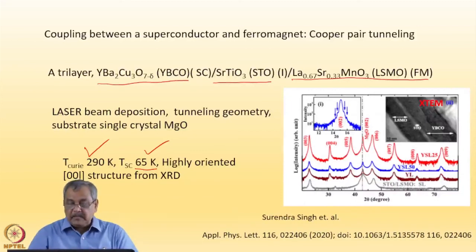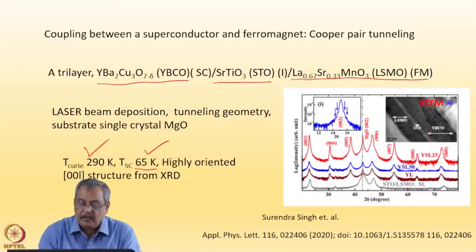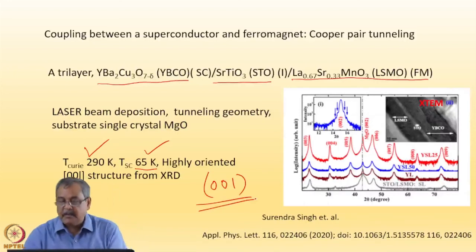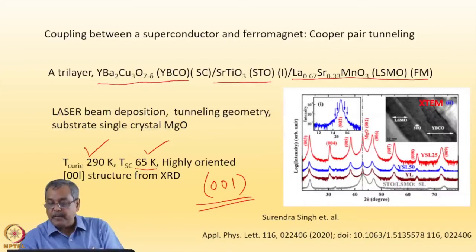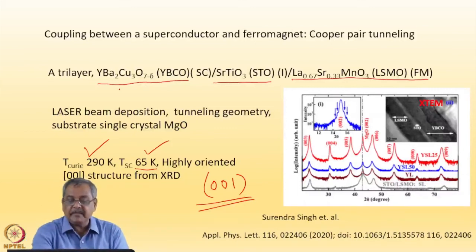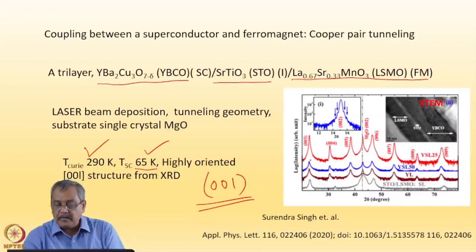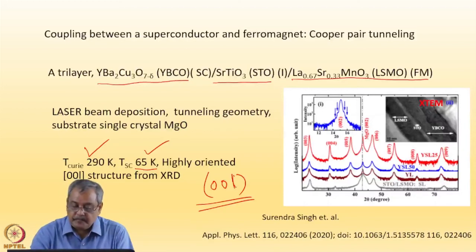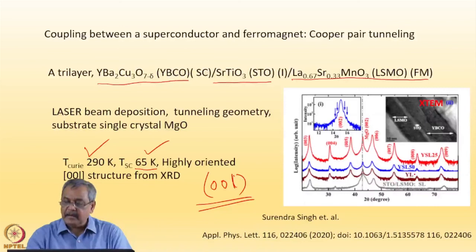Interestingly, in this case, what we found from X-ray diffraction, this is an X-ray diffraction pattern, is that nice layered structures do form, XTEM tells us, but this is a highly 00L oriented structure. That you can see from the peaks that we obtain. We call it the YSL trilayer. You can see 00, 3, 4, 5, 6, 7. You get so many orders of Bragg peaks in the 00L index.